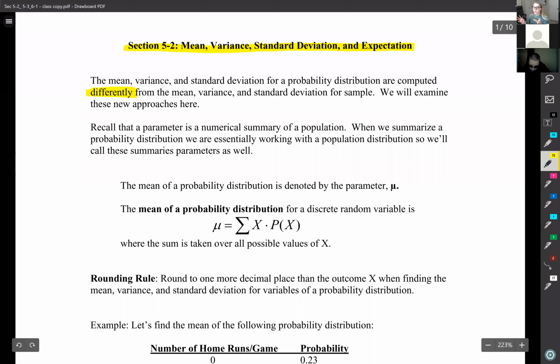Before we do that, just recall when we talked about a parameter and a statistic, and those differences. A parameter has to do with a numerical summary of a population. So when you're using a population, that was called a parameter, and when you were using a sample, it was called a statistic. When you summarize a probability distribution, we're essentially working with a population. So we're going to call these parameters. The mean, variance, standard deviation, expectation, these are considered parameters, just for reference. They're not considered statistics.